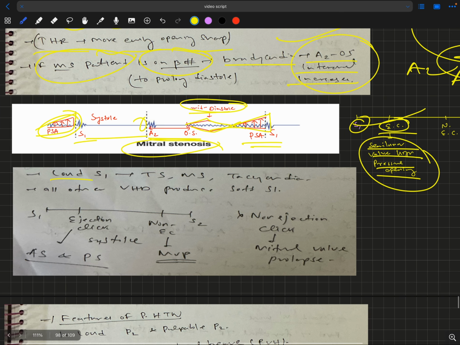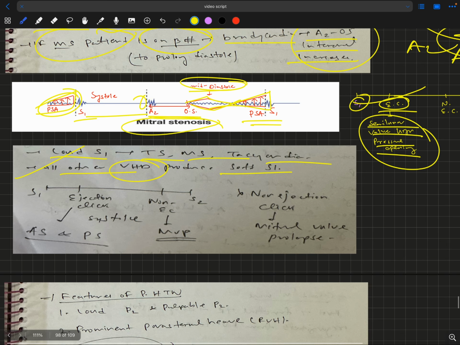So loud S1 is in case of MS, TS and tachycardia. In MS, TS and tachycardia, we will hear loud S1. All other valvular heart disease produce soft S1. So except MS and TS, all other valvular heart disease produce soft S1. So this is what you have to remember.